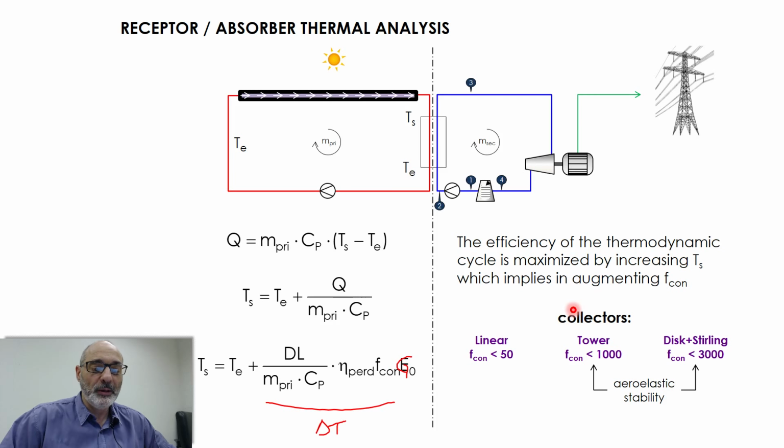So, in terms of the possible collectors that we have as a working choice, the linear collectors may increase by 50, the tower by 1,000, and the disk one, this is not applicable to our case, more than 3,000. Okay. Just a remark: these kinds of collectors have, that's not exactly a problem, but sensitivity.